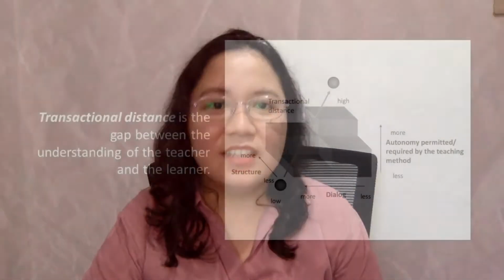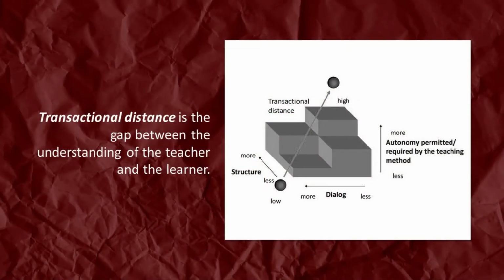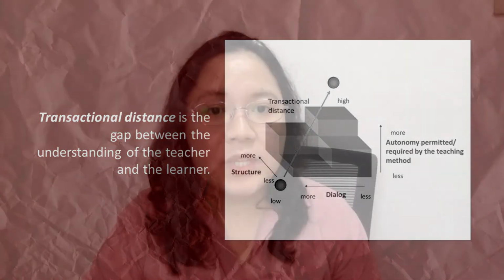Now, let us talk about transactional distance. Transactional distance is the gap between the understanding of the teacher and the learner. To bridge this gap in distance education, it is necessary to take into consideration the three constituents of transactional distance. What are those three constituents? First, we have structure. It is otherwise known as lessons, which are well-planned, well-crafted, and organized learning materials.